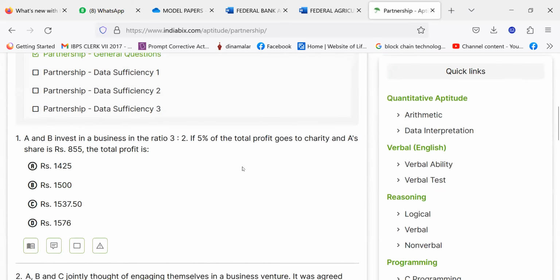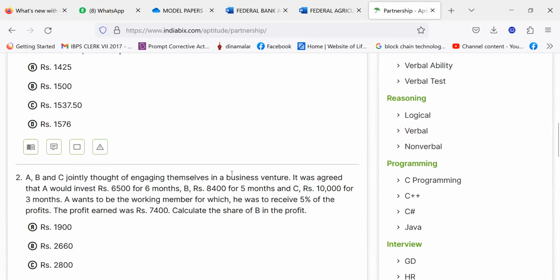Now let us go to partnership. This type of problems do appear in our examinations. Please go through question number two.